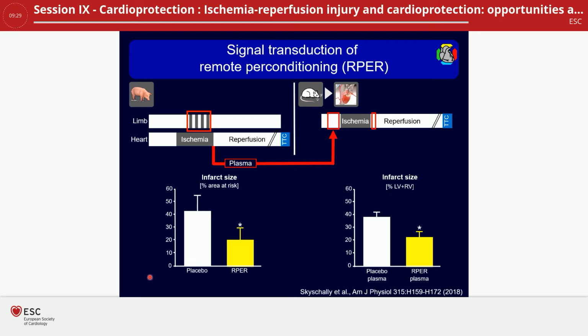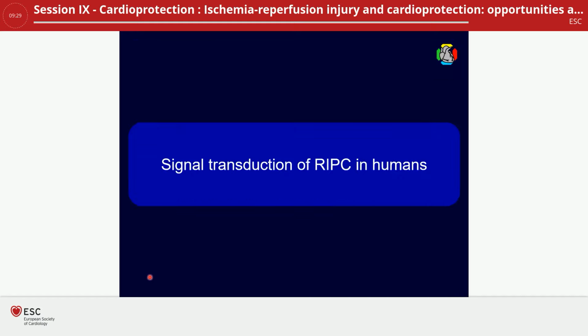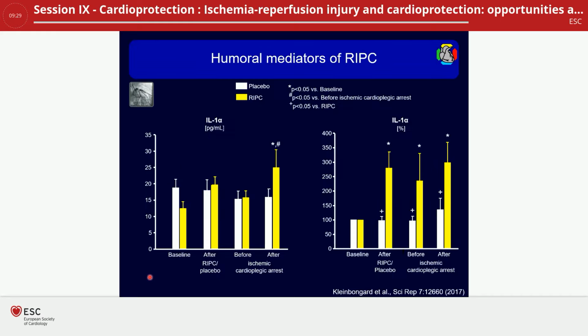And I mentioned already that remote preconditioning is more relevant. That is a remote procedure during coronary occlusion, because it can be applied also in an acute ongoing infarction, and again it induces the same phenomenon. So how is the signal transduction in humans? What is the translation of our findings?